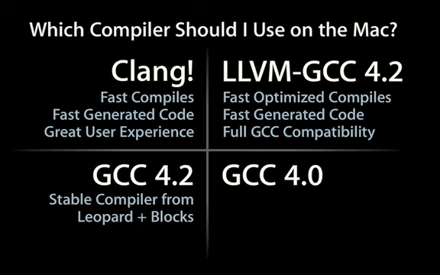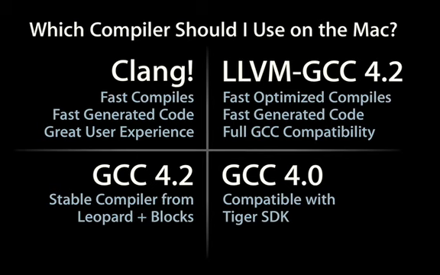Now, if you want the minimum possible delta from our tools release last year, GCC 4.2 is a good answer. This is the stable compiler from last year with a few bug fixes and the blocks feature. So we haven't done anything crazy. This is for people that are in the middle of their development cycle and aren't ready to switch up to a different compiler. Finally, if you're still using GCC 4.0, please stop.